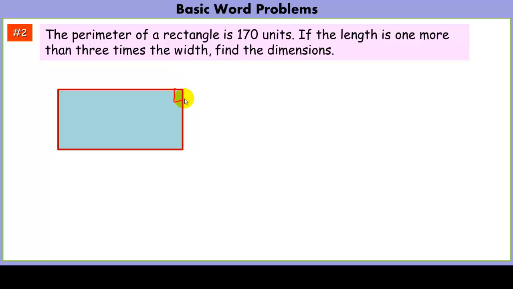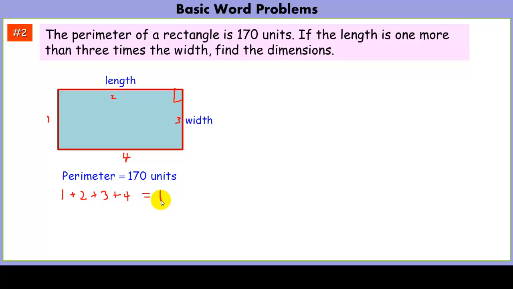The rectangle is a real nice diagram. Just write in length and width. Perimeter is 170 units. Remember, that's just adding up the 4 sides. If you need to, label the 4 sides and go side 1, side 2, side 3, and side 4 are going to add up to 170, that's okay.